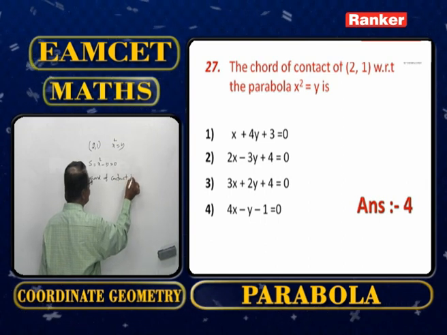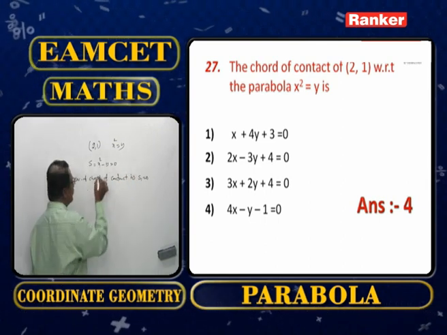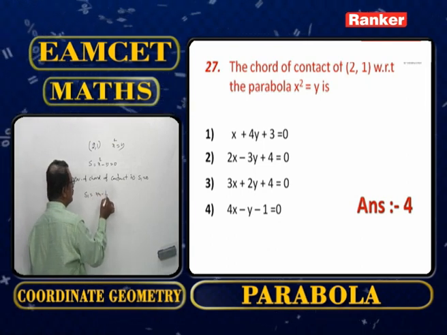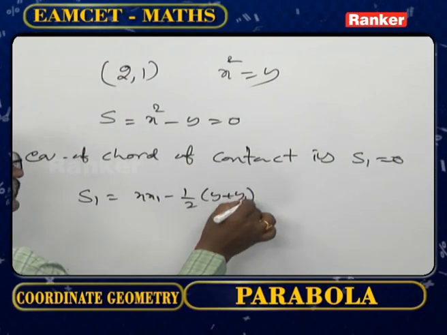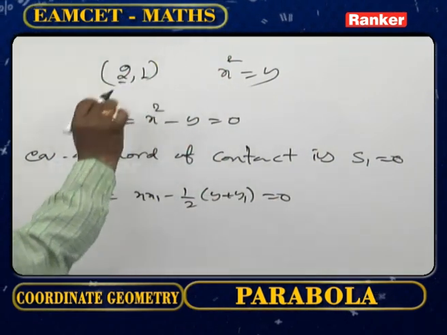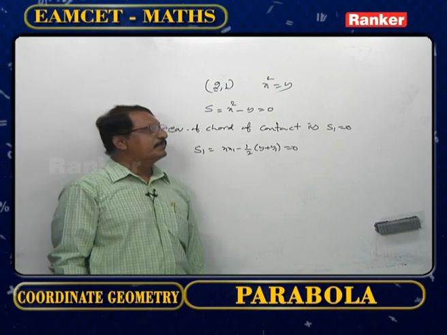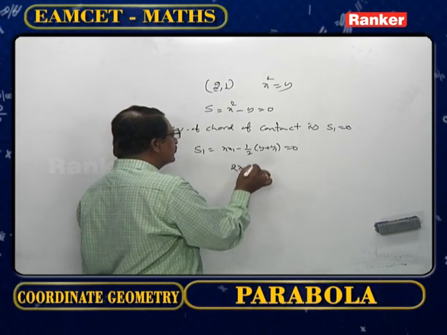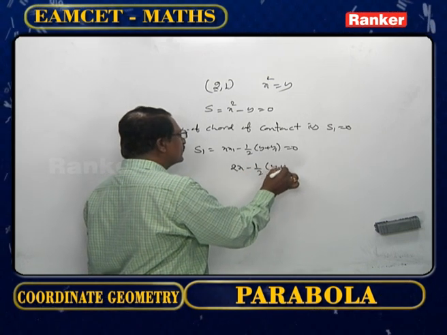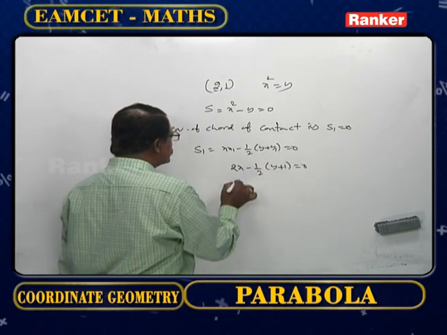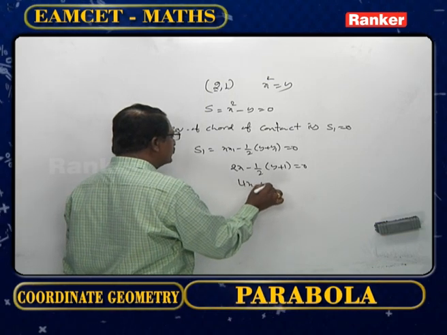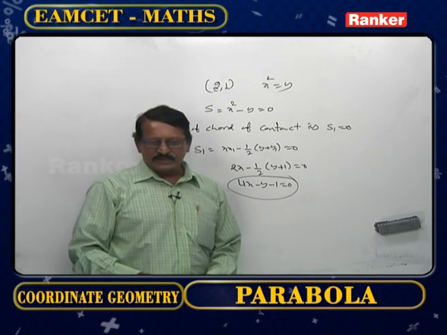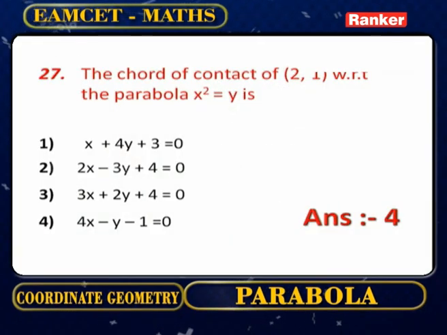Equation of chord of contact is S1 equals 0. Now S1 equals xx1 minus 1/2 into (y plus y1) equals 0. But the given point (x1, y1) is (2, 1). Substituting in the equation we get 2x minus 1/2 into (y plus 1) equals 0. By taking LCM as 2, we get 4x minus y minus 1 equals 0. The required equation of chord of contact is 4x minus y minus 1 equals 0. Fourth option.